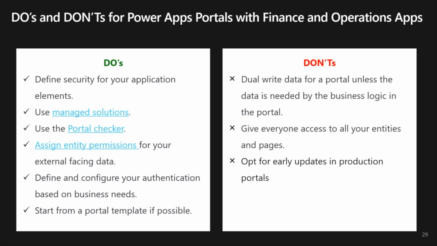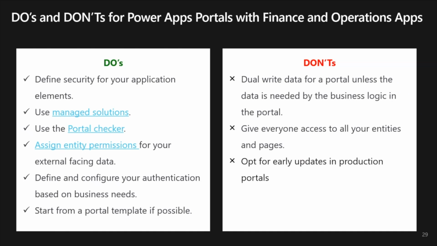Okay, and then based on your business needs, go configure the authentication that is most suitable for your business needs, right? You have a list of options like we mentioned before, so pick from that list whatever suits you best. And whenever you're creating a portal, start building your portal from a template if possible, if that template meets your needs. Otherwise, you can go with a blank portal and add in components as you need.